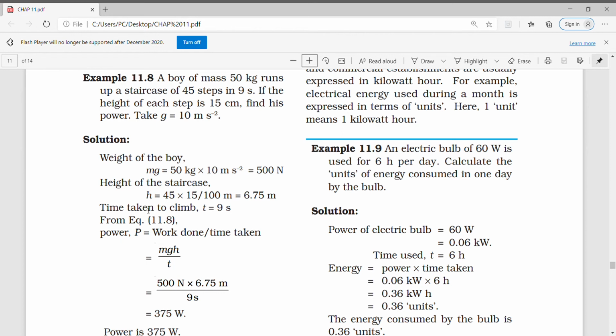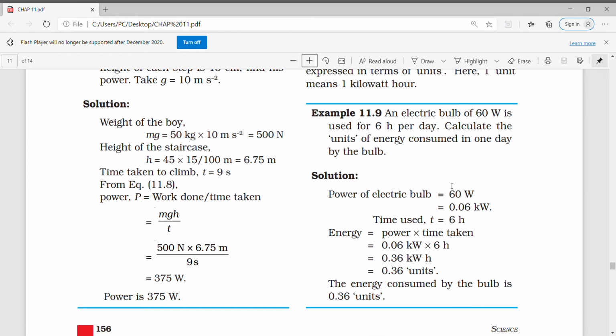Time taken to climb is equal to 9 seconds. So power, the formula will be mgh upon t. mg is 500 newtons, h is 6.75 meters divided by 9 seconds, and you get the answer equal to 375 watts. So this is example 11.8. Now we have the last example of the chapter.